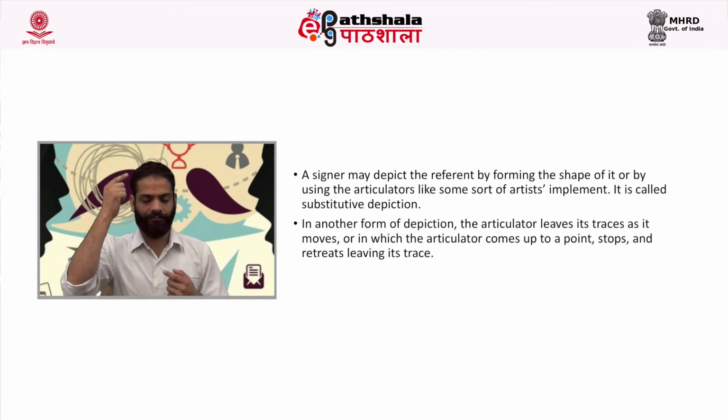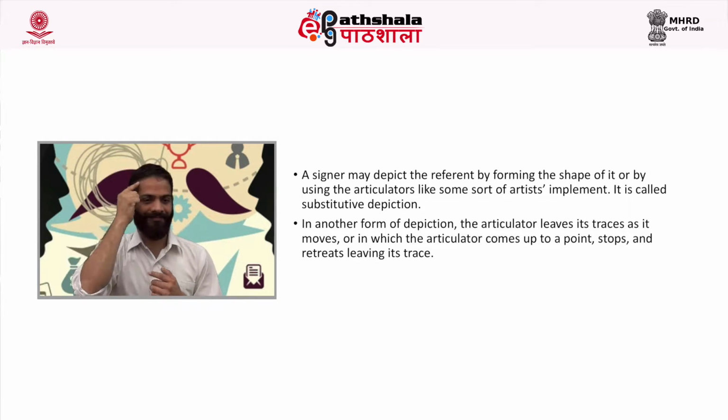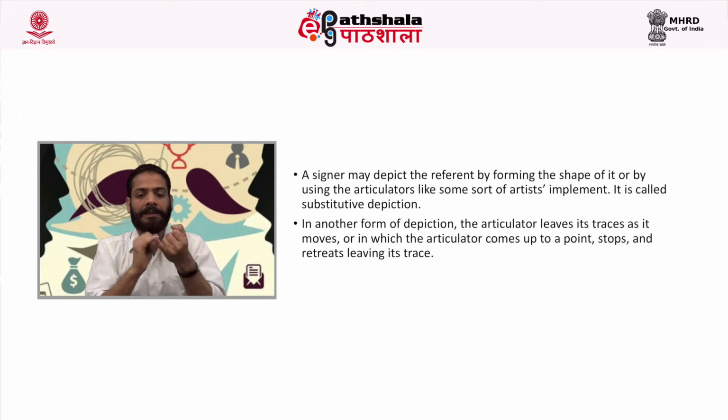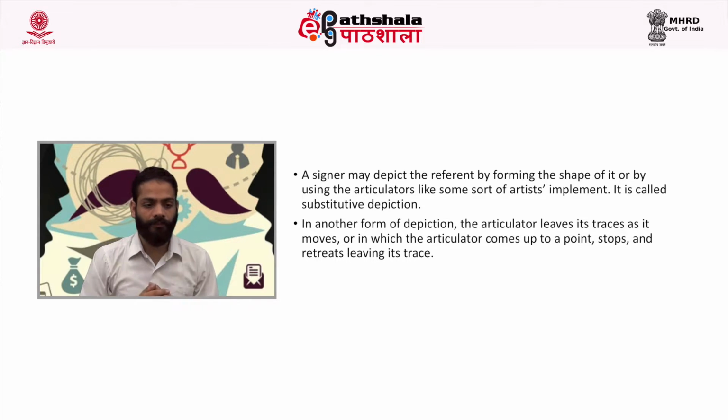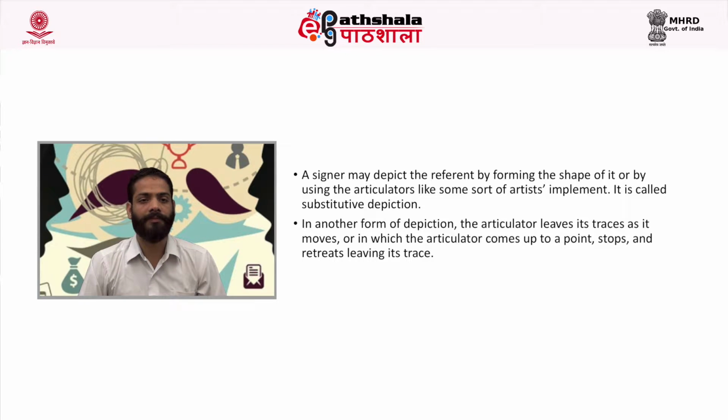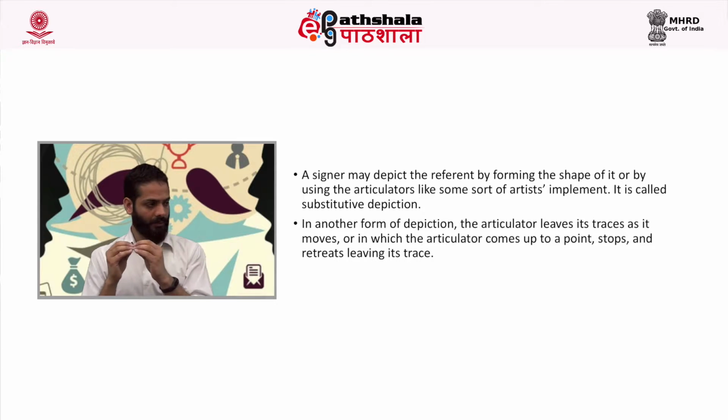The second iconic basis is metonymic. The example sign for this is think. The next iconic basis is substitutive depiction. The example sign is bird. Fourth iconic basis is virtual depiction. The sign would be wrong. And the fifth one is mime. The ISL sign is type. These were the classification of iconic signs.